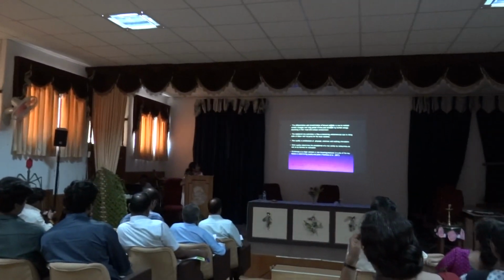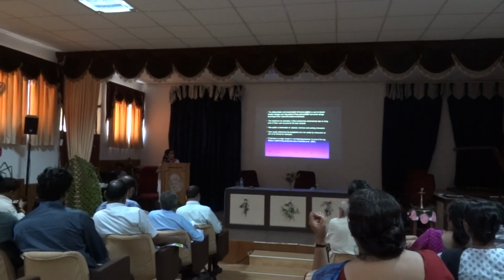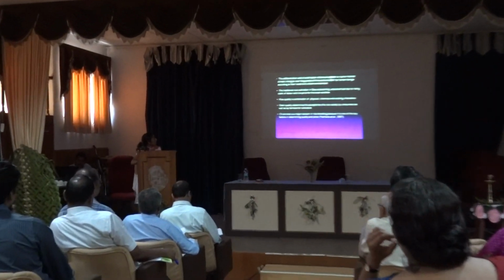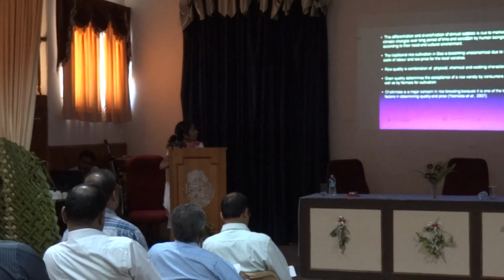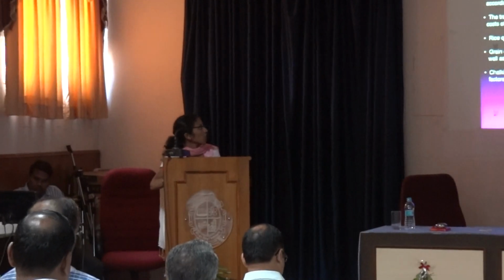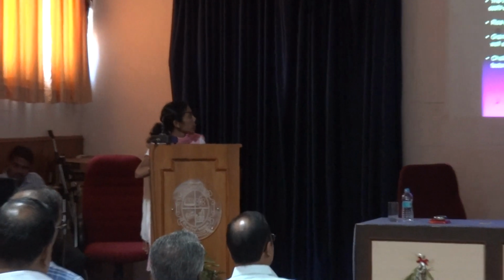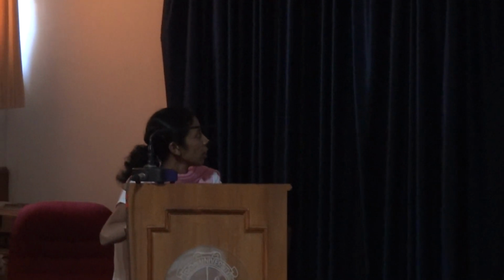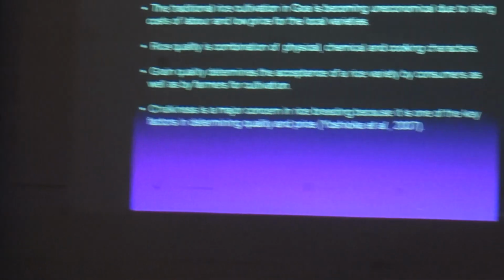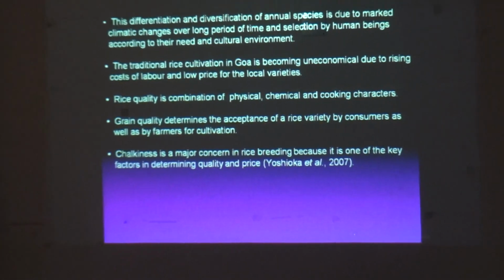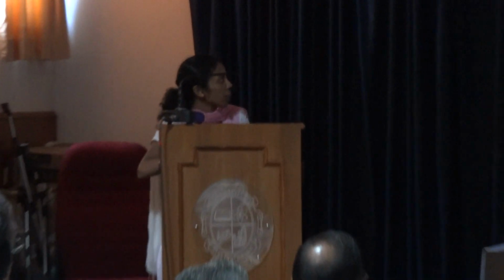So rice quality is the combination of physical, chemical and cooking characteristics. Grain quality determines the acceptance of a rice variety by consumers as well as by farmers for cultivation. A major problem in quality is chalkiness. Chalkiness is the negative point which decreases the milling and hulling percentage of the rice.